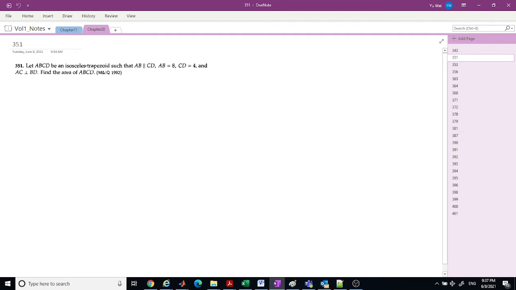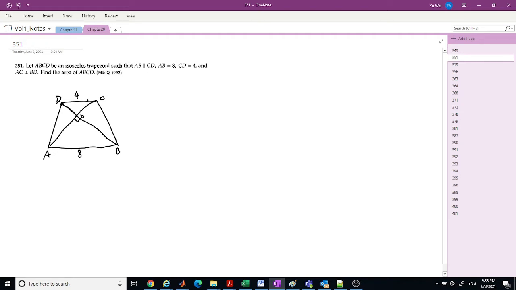351. We have an isosceles trapezoid. An isosceles trapezoid is symmetric. So ABCD, with AB parallel to CD. We have AB equals 8, and this one equals 4. We also know the two diagonals are perpendicular to each other. Find the area.